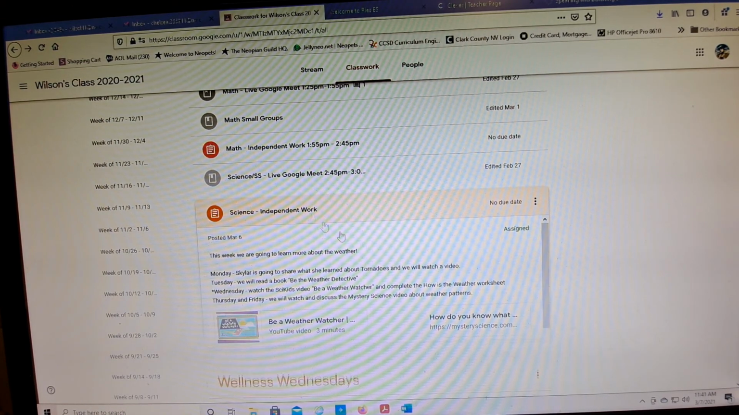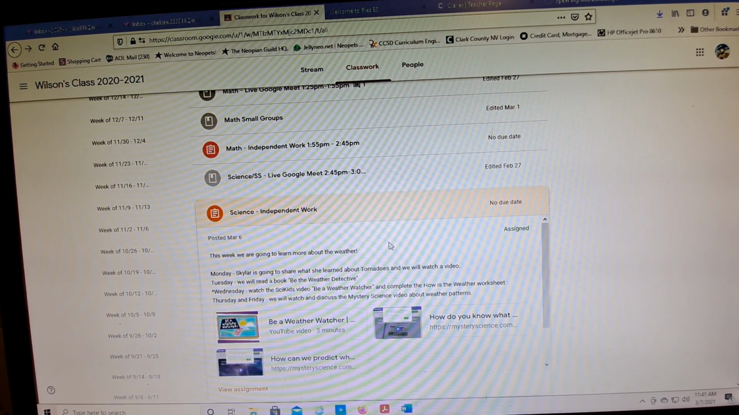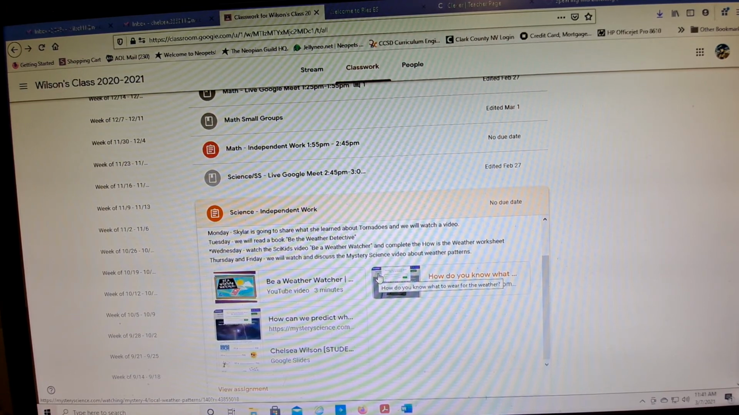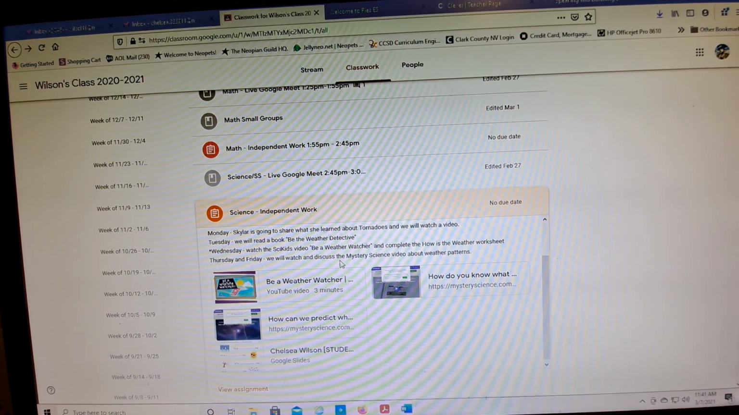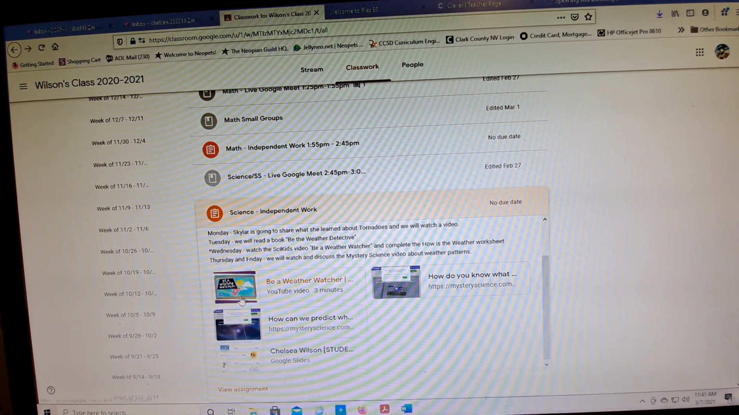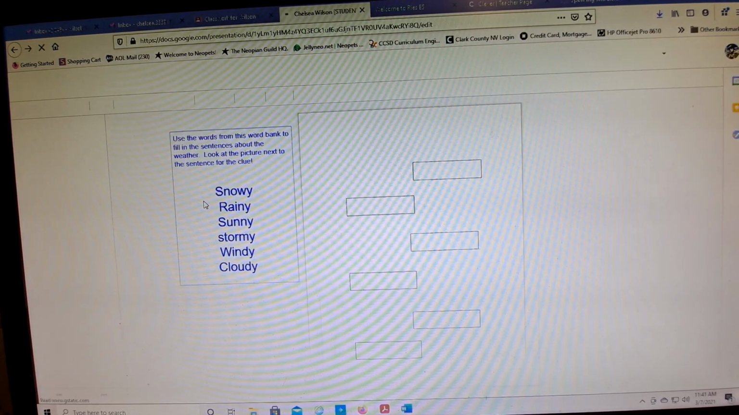Science is going to be fun. We're actually going to just talk about the weather. On Monday, Skylar is going to give a presentation on tornadoes and a video that she's seen and just kind of tell us what she's learned about tornadoes. Tuesday, we're going to read a book on Mystery Science called Be the Weather Detective, which is what we've been talking about. Wednesday, on their independent work, I have a video from SciKids, which the kids seem to like, and it's Be a Weather Watcher, and then a worksheet that they can complete as well.